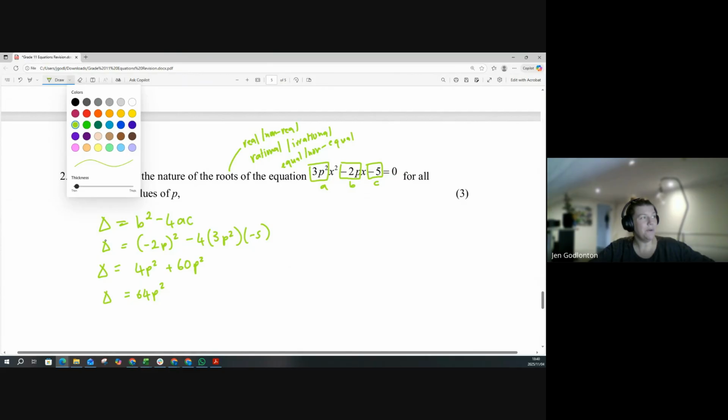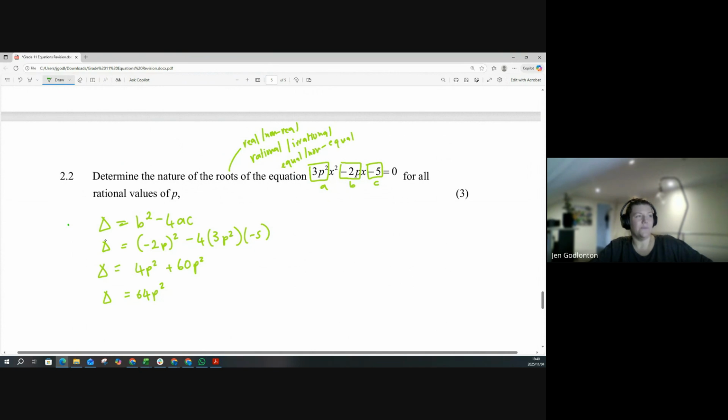Cool. Now we've got to think about what the rest of the question is saying. It says, determine the nature of roots for the equation for all rational values of P. So if we have to have a rational value of P, what would we do at this point now? What could we do? If it's rational?